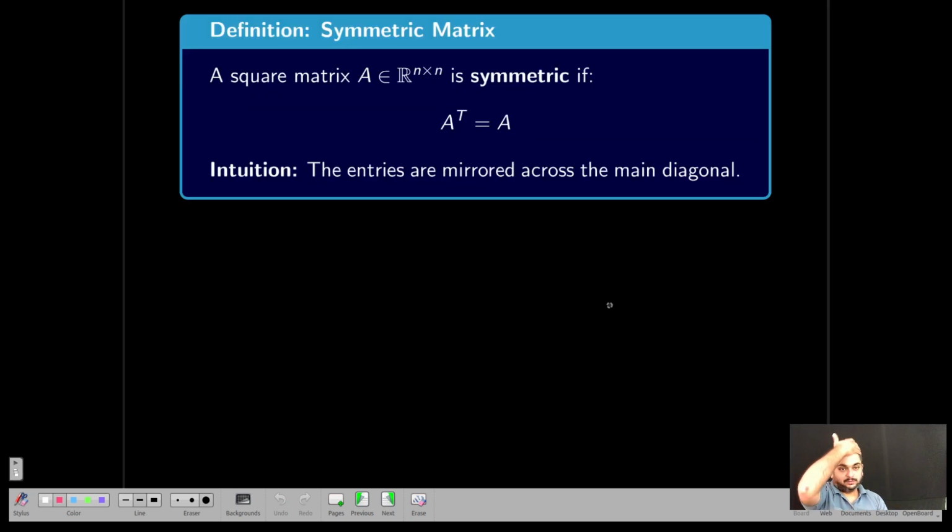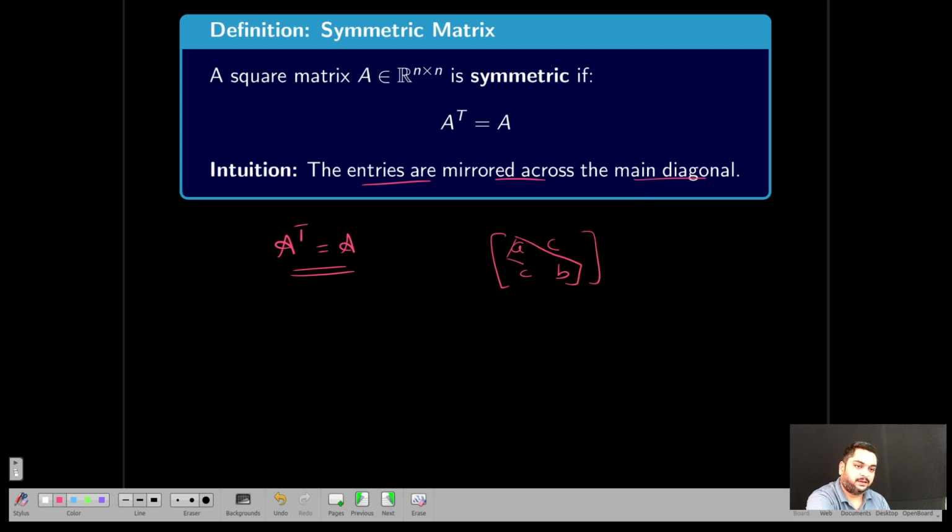Next. You also already know what is a symmetric matrix. Just a recap. If the matrix A transpose equal to A, then it is a symmetric matrix. What exactly it means? The entries are mirrored across the main diagonal. If it is A, B, C, C, it will be the same. So across the principal or main diagonal, there is a mirror image of this C and C.